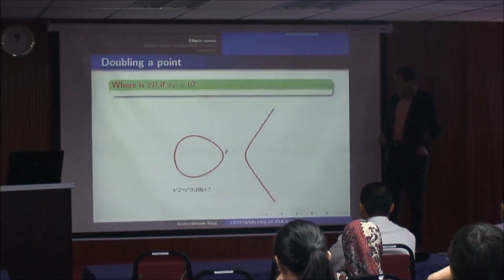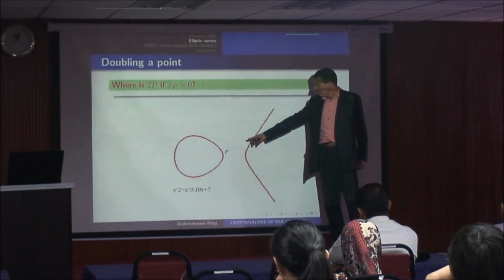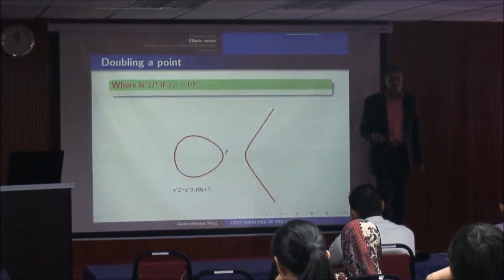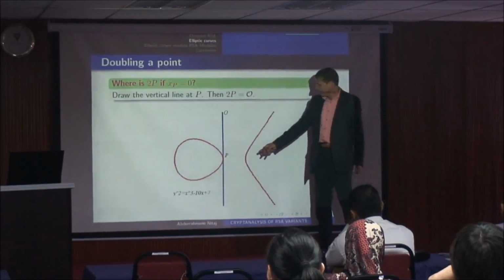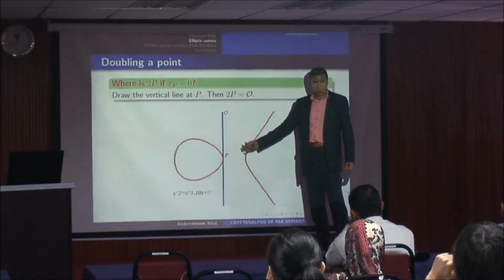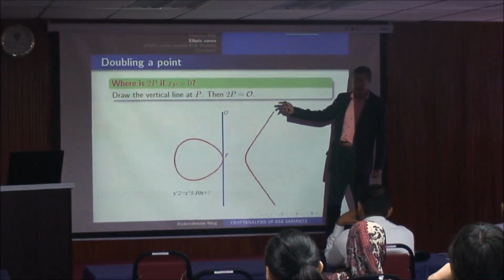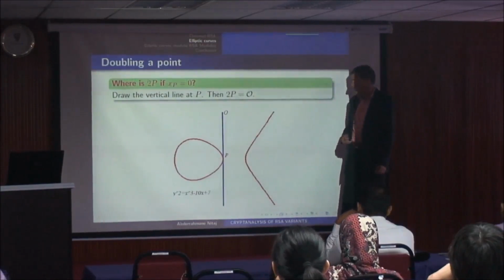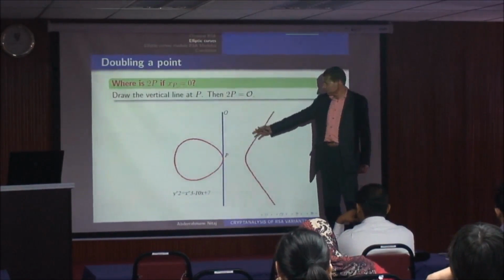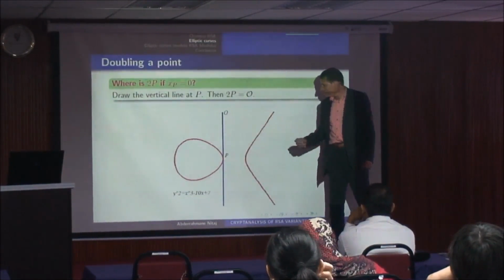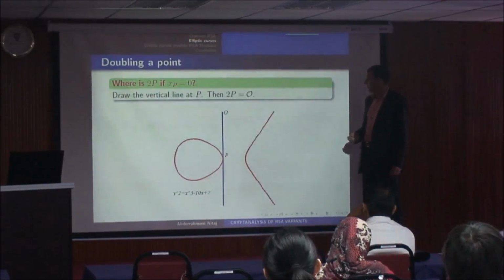Now, if the point P is such that yP is equal to 0, and you draw the tangent line, you are going to get a vertical line, and the vertical line means that you can't get another intersection with the curve. In this situation, this means that simply 2 times P is equal to 0. So when you have P with yP equal to 0, that means that 2 times P is equal to the point at infinity.